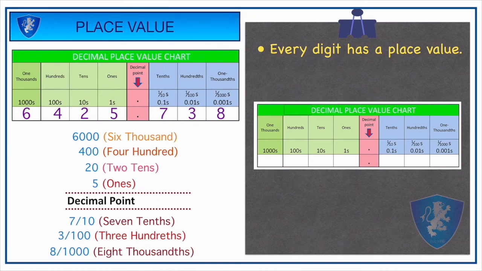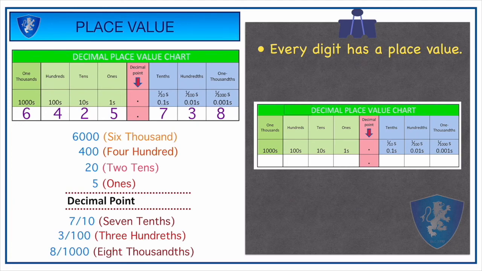Now, here we put some numbers. As you can see, we put 6, 4, 2, 5, 7, 3, 1 in the columns there. Now, first of all, that 6 has a value of 6,000. As you can see, the 4 has a value of 400, and the 2 has a value of 20, and the 5 has a value of 5 times 1.